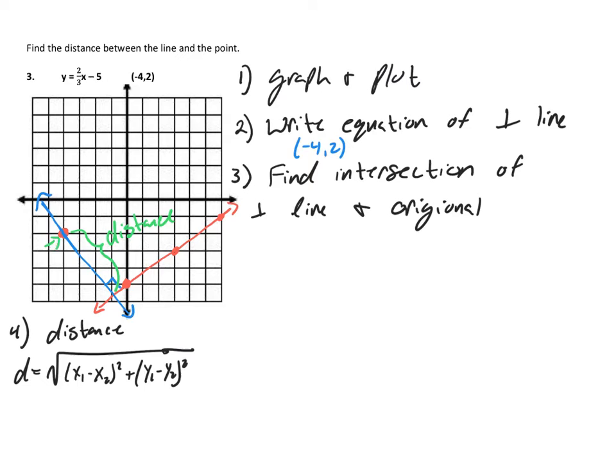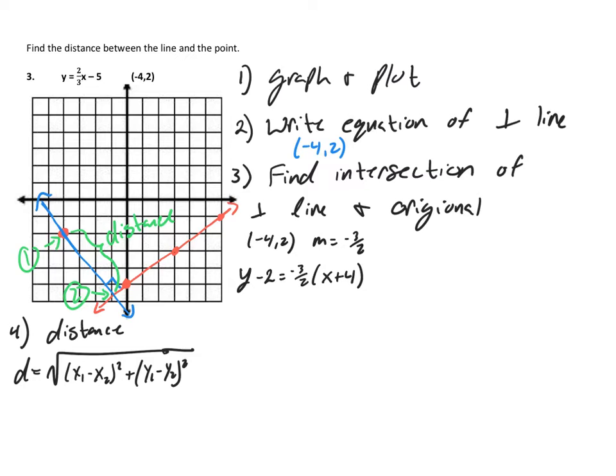So we need 2 points. We need our first point, and then we need this intersection point down here, which is going to be our second point. So in order to do that, we need the equation of this perpendicular line. So we're going to do this in point-slope form because that's what we know. We know a point and a slope. So the point that we know is the point that it goes through, that -4, 2. And the slope is going to be the opposite reciprocal of the slope of the red line. So the slope is going to have to be -3/2. So that's going to be y minus 2 equals -3/2 x plus 4.